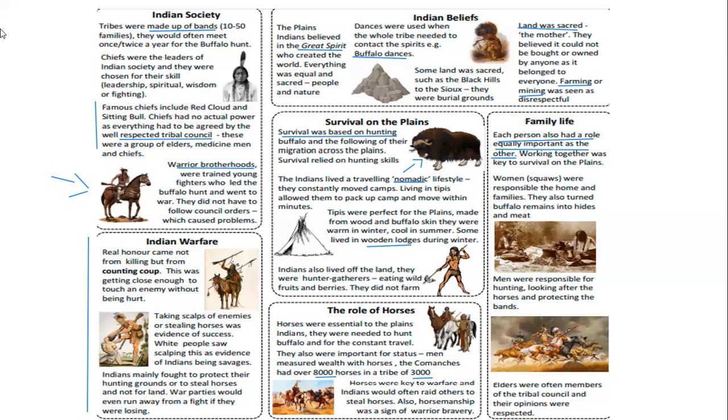Horses were also key to the warfare there because Indians would often raid other tribes to steal their horses. And horsemanship tended to be a sign of bravery as well. So that's just a brief little overview of Native American structure and society. Okay, if you want to rewind this and obviously make notes on it, please do. But that's the first lesson that we did.